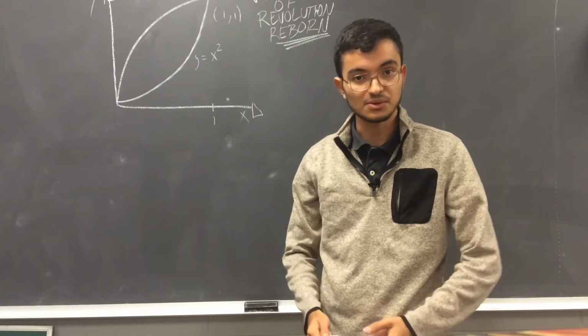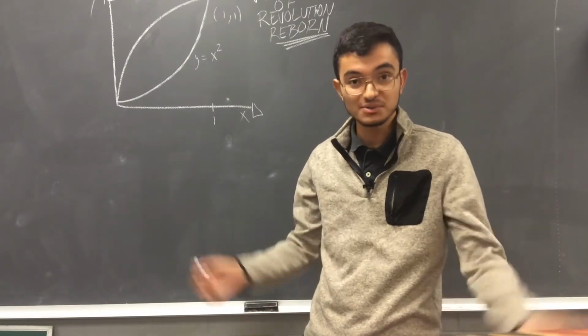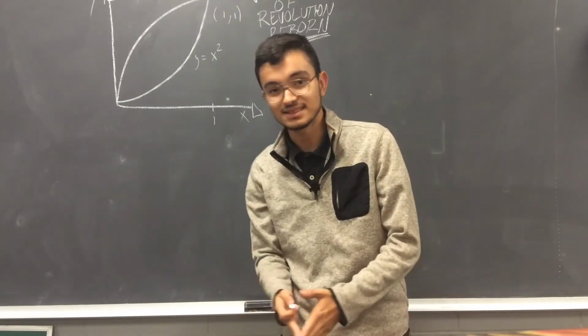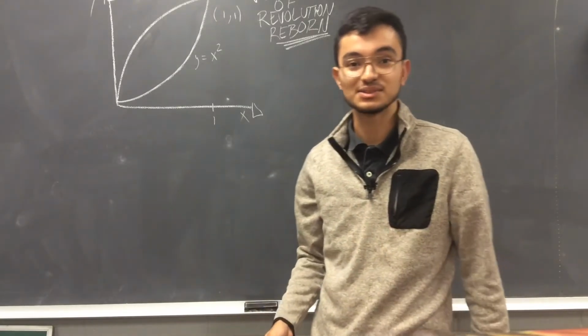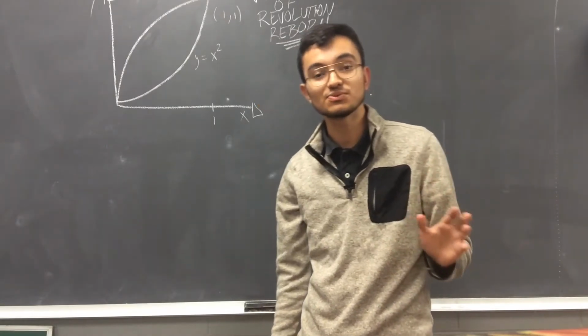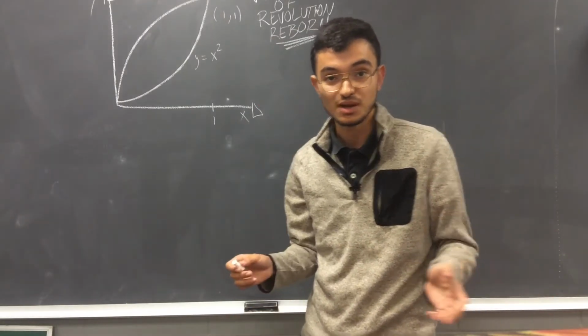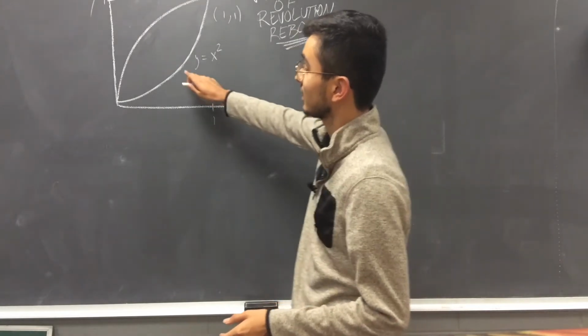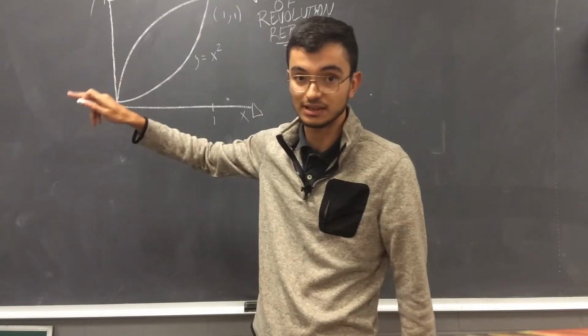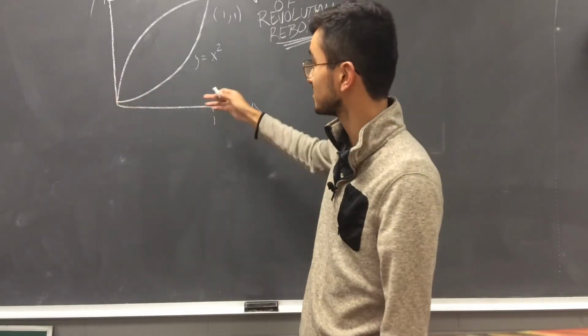Hello everyone, so we're back to some volumes of revolution reborn. My previous calculus teacher, Mr. Lassa from Secaucus High School, challenged me to find the volume of revolution when, let's say, a curve like y equals x squared is revolved about another curve like the square root of x, which is also its inverse, right?